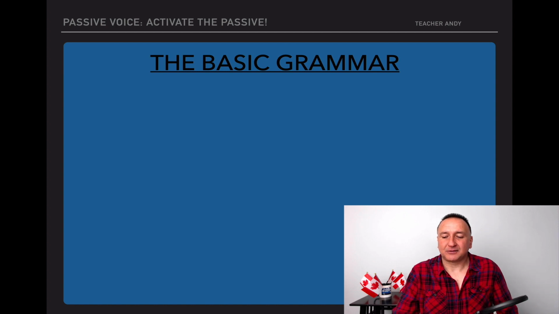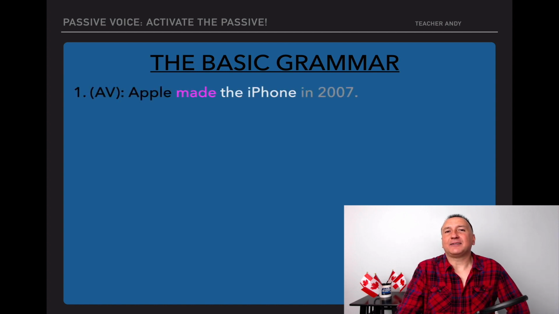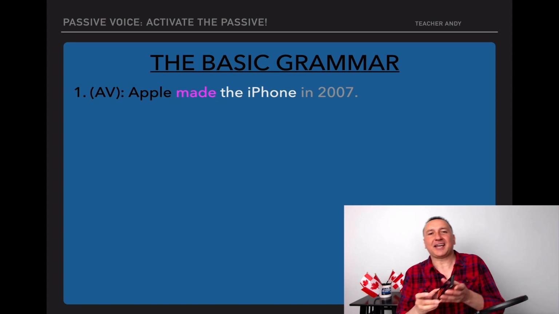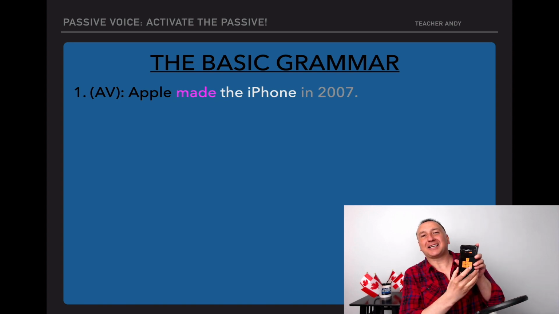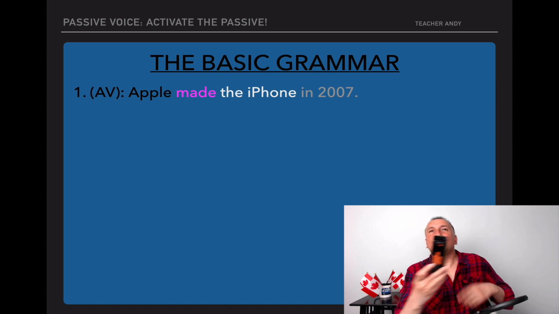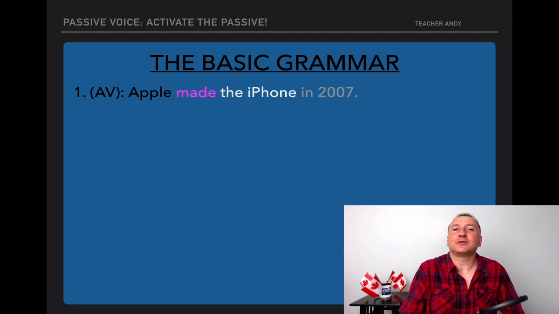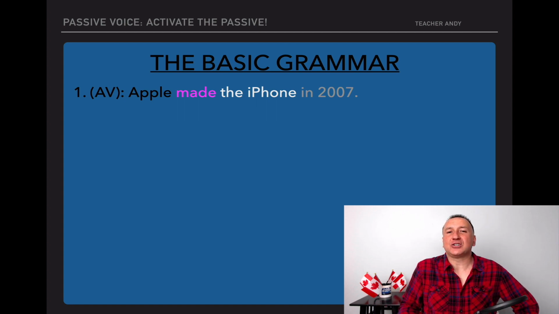Here is the first one. So again, for active voice, I can say Apple made the iPhone in 2007. Here I have my iPhone. I'm using it right now to remotely control Keynote. And again, for this one, you have active voice. Apple made the iPhone in 2007. So go ahead, try to change it into passive voice.